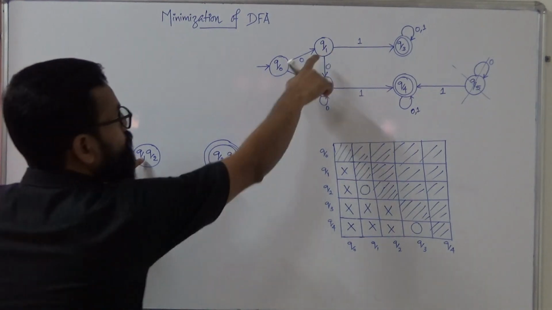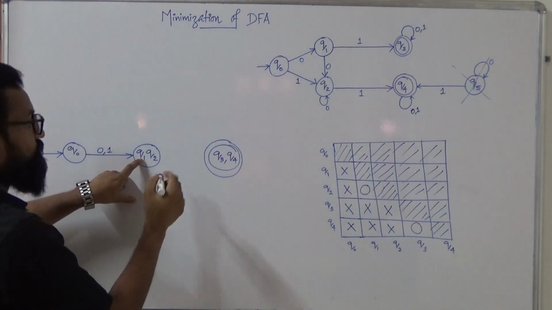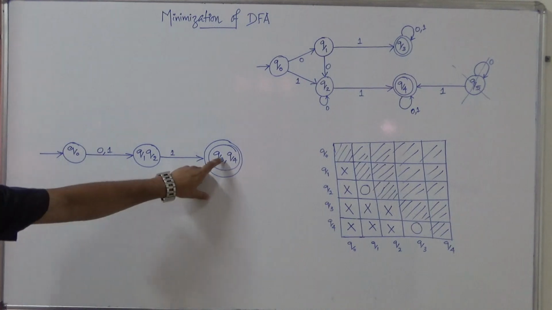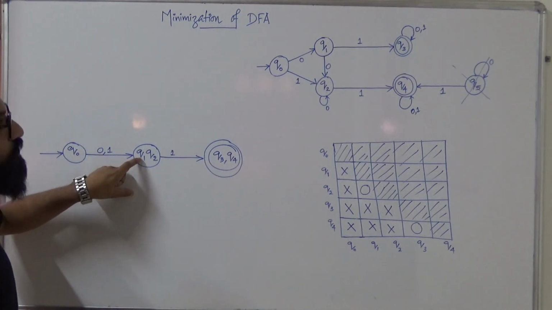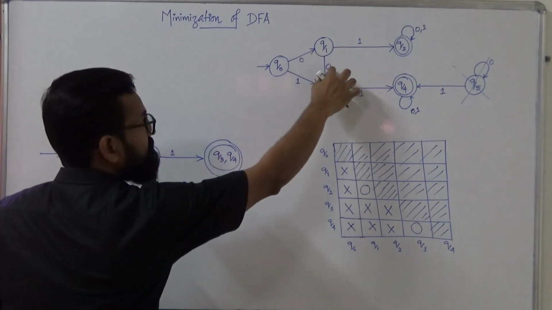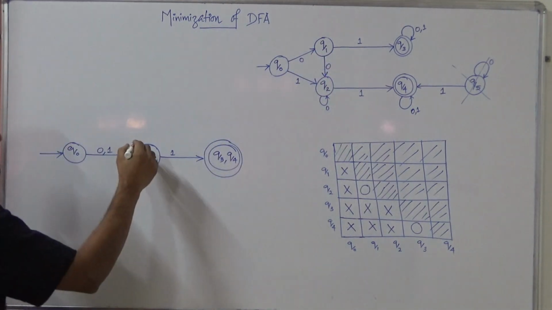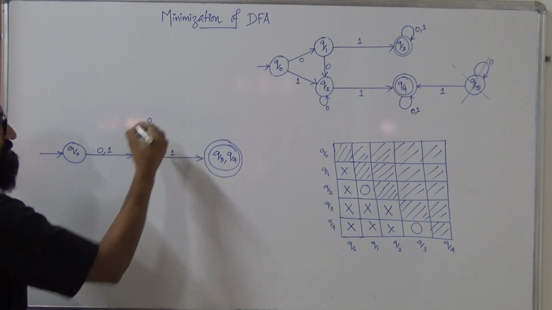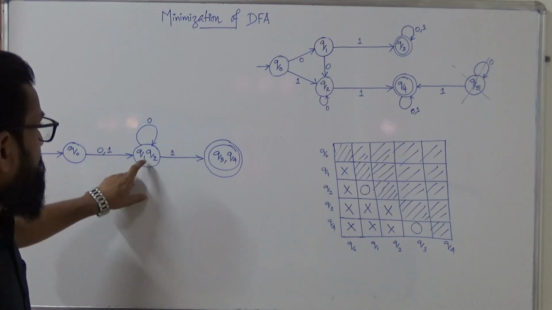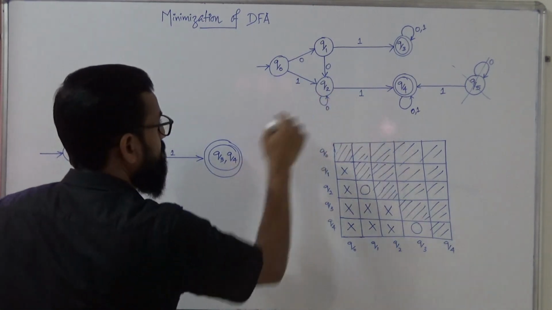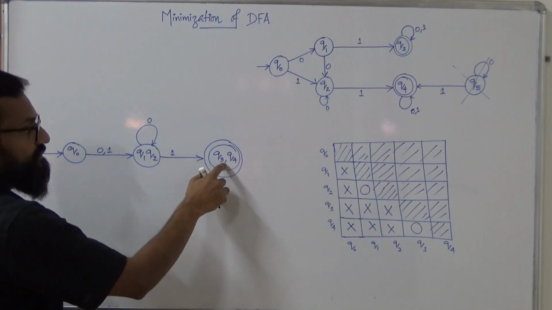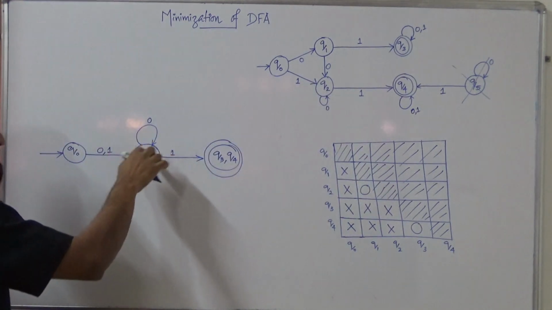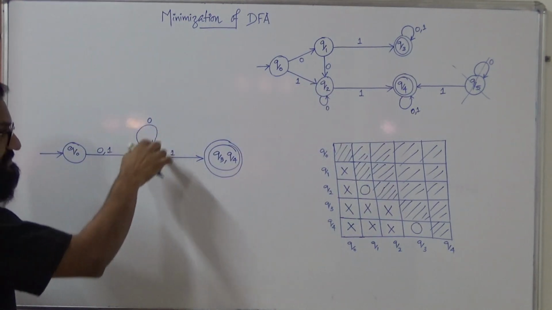Now what about Q1 on 1? Q1 on 1 is Q3. So from Q1, the 1 transition must go to that particular state containing Q3. Now from Q1, what about the 0 transition? From Q1, the 0 transition goes to Q2. So from Q1, the 0 transition must go to that particular state containing Q2. Now you can consider Q2 on 1. So Q2 on 1 actually goes to that particular state containing Q4, that is already here. Now Q2 on 0 is actually Q2 itself. So that will act as the self transition.